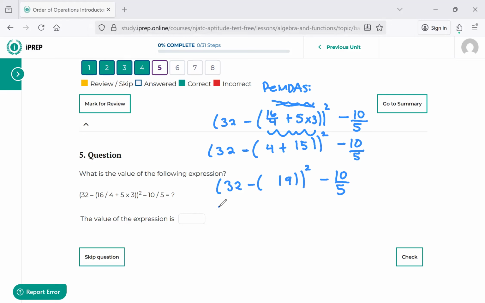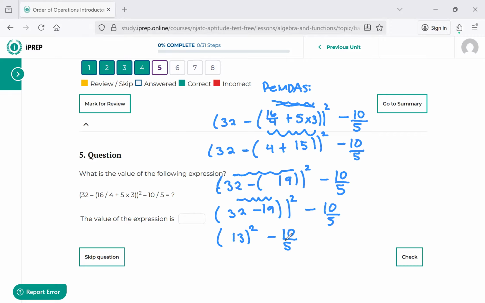Okay. And then 32. So how do we do this one? We have a parentheses here, and then you actually have one more order of operation. So this is one inner parentheses. What's 32 minus 19? You've got to write it out. Okay, so now we're still in the parentheses. One more order of operation, subtraction. What's 32 minus 19? 13. Square, minus 10 over 5.